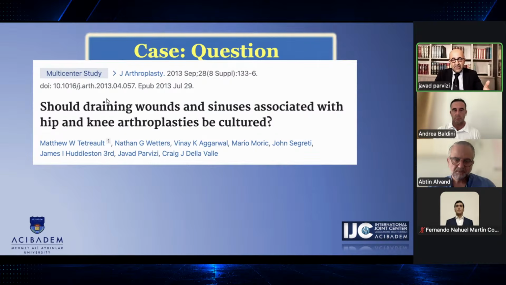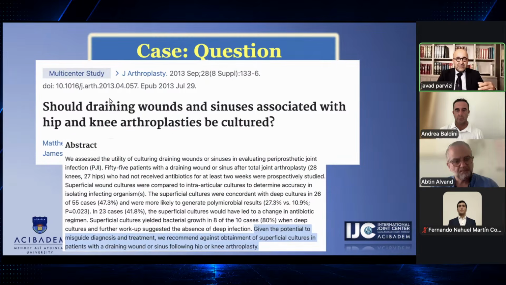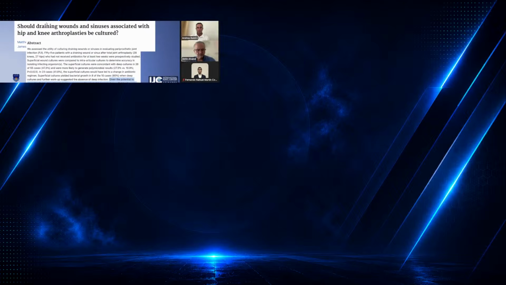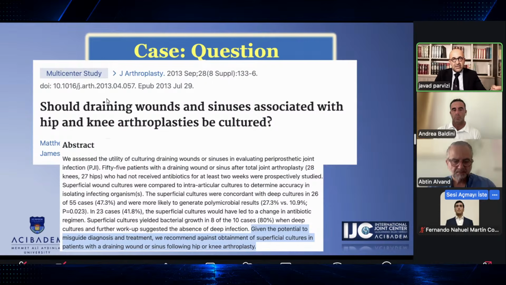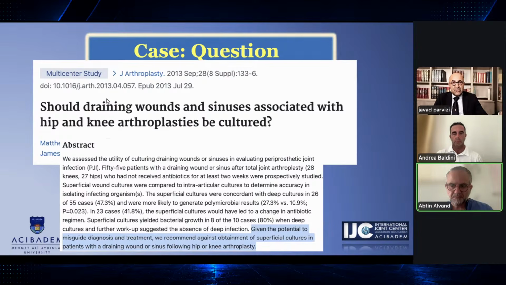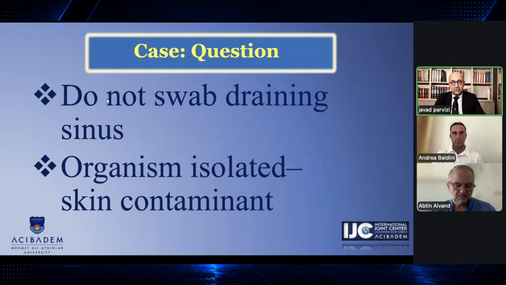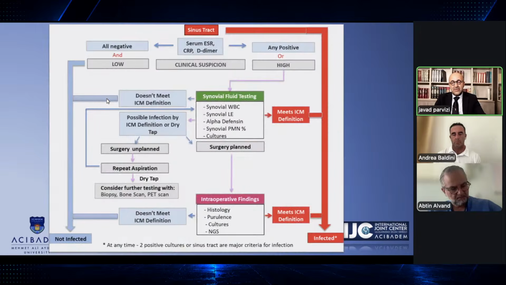This is the publication, a multi-center study in the United States. And basically what it tells you is that the information you get, exactly as Andrea and Abtin articulated, can be confusing because you're looking at a skin microbiome. You might get an organism and the patient may not be infected by that organism that you isolate. So do not swab a draining sinus because the organism isolated could be a skin contaminant. So this is the ICM criteria.